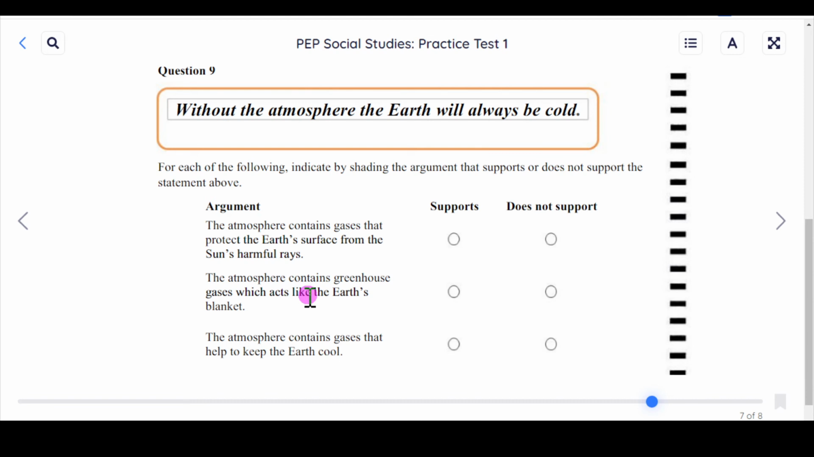All right, let me go over this again to make sure. What am I looking for again? Without the atmosphere, the earth will always be cold. First one, the atmosphere contains gases that protect the earth's surface from the sun's harmful rays. This does not support it. The atmosphere contains greenhouse gases which act like a blanket. Blankets help to keep me warm. The atmosphere contains gases that help to keep the earth cool. I'm already cold, I don't want to get cooler. That does not support. That's it.